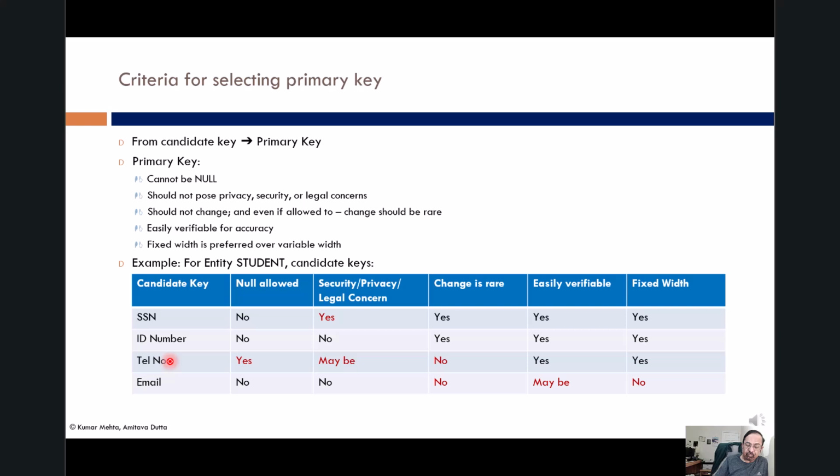Okay. Now, if I think about the telephone number of the student, null is allowed. Yes, there could be a student who doesn't have a cell phone. Okay, so if the null is allowed, then notice that telephone number is completely unsuitable as a primary key, because if I'm using the telephone number to identify a student, and the telephone number can be null, then I can't identify the particular student. So telephone number is not a good choice as a primary key.